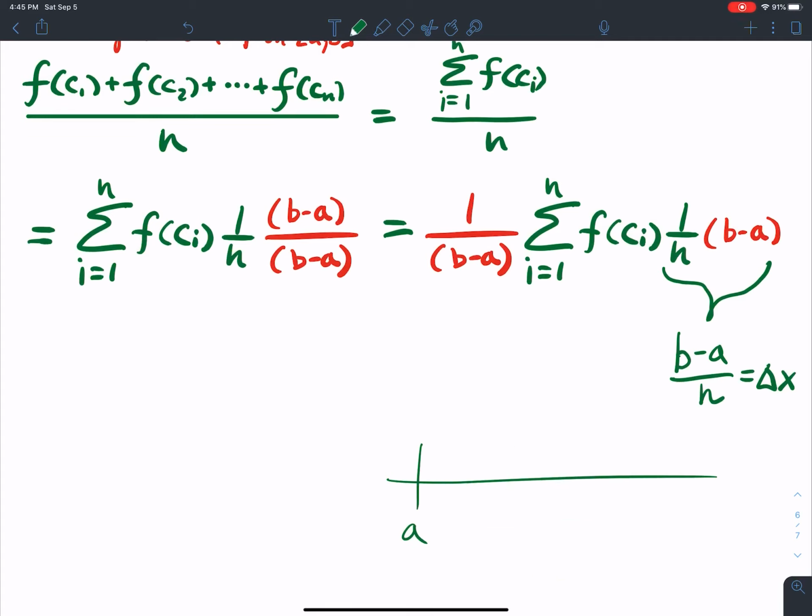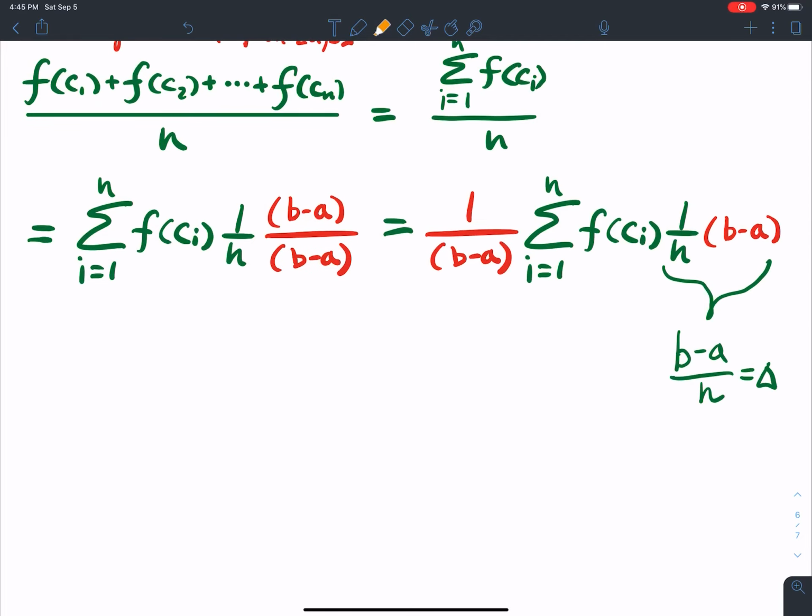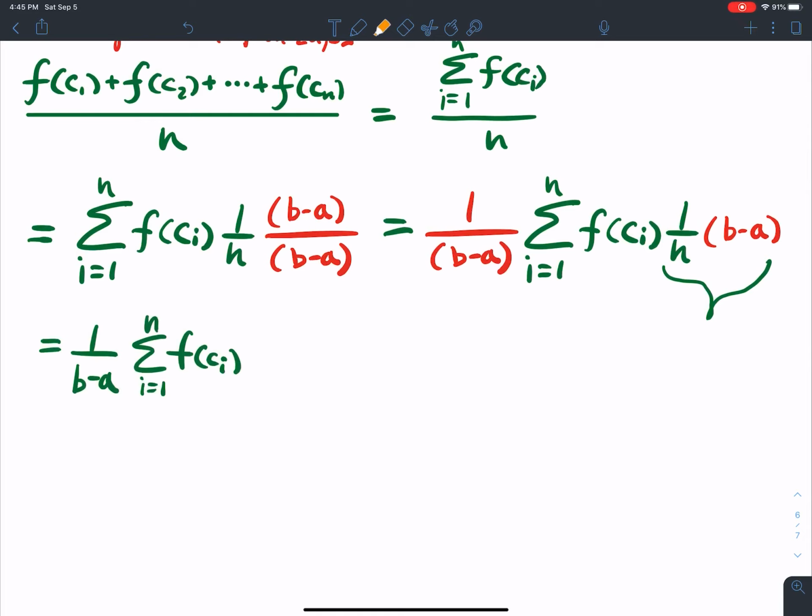Multiplying by 1, really being a good mathematician is about knowing how to multiply by a clever 1 and knowing how to add a clever 0, which you saw whenever we were deriving derivatives of, like, sine using the definition of the derivative. Okay, so what do I have here? I've got 1 over b minus a times the sum from 1 to n of f of ci, multiplied by delta x. So that's my delta x right there.